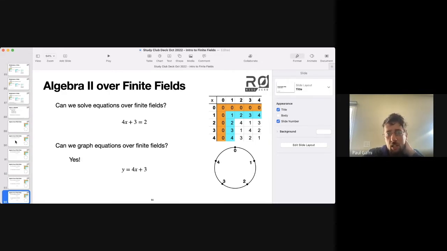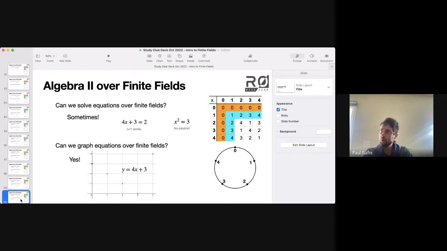And it turns out the answer is, yeah, we can definitely graph equations over finite fields. And sometimes we can solve equations over finite fields. In particular, the first equation that I have up there does have a solution. X equals 1 satisfies that first equation. But the second equation that I have up there, x squared equals 3, you're not going to find any solution, at least within this field, to that equation. So we'll talk a little bit more about that second equation, x squared equals 3, in a moment.